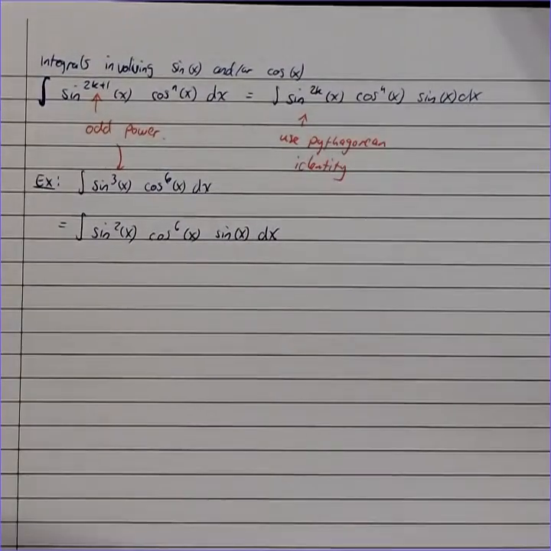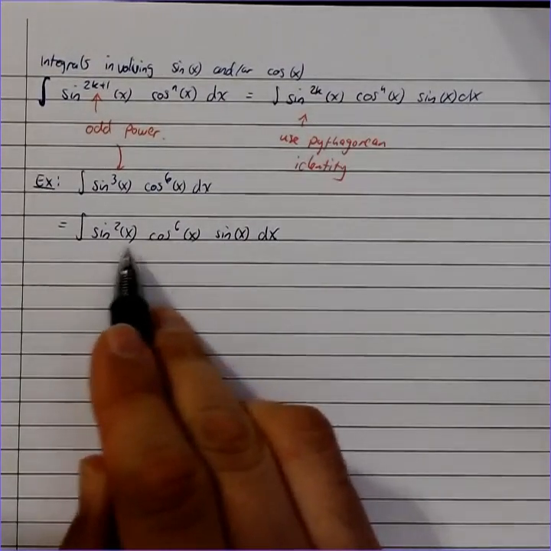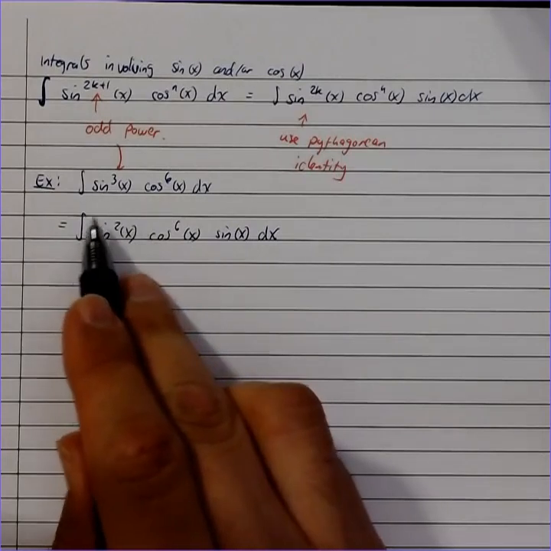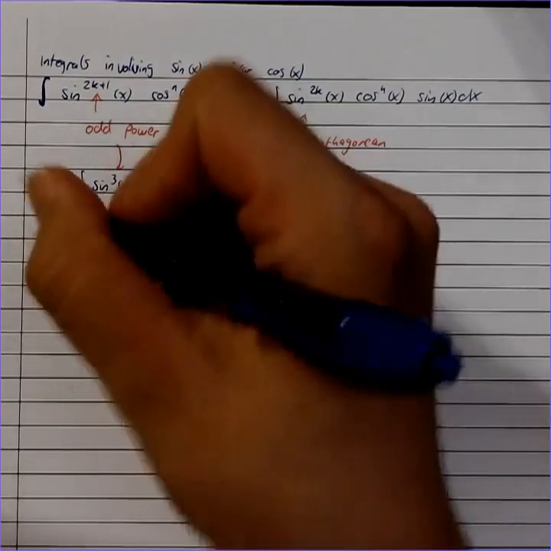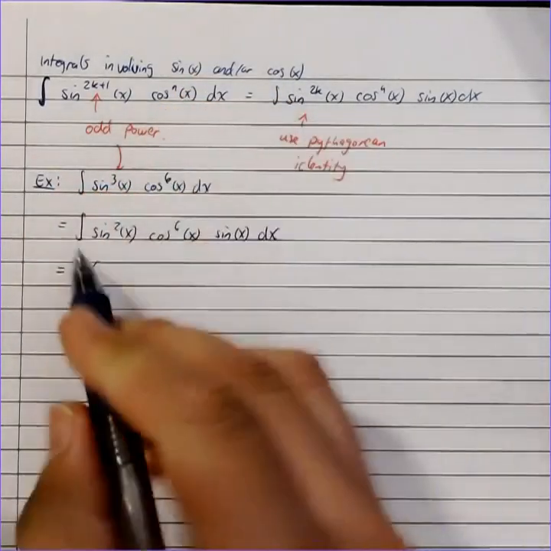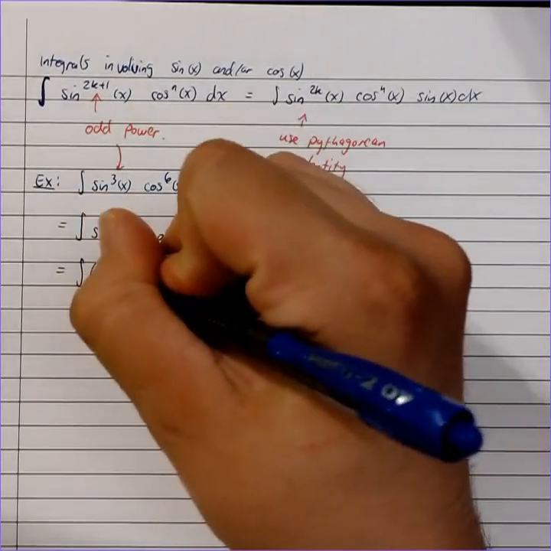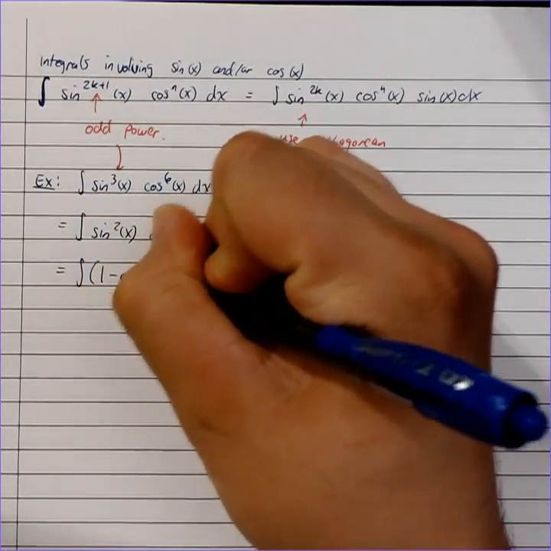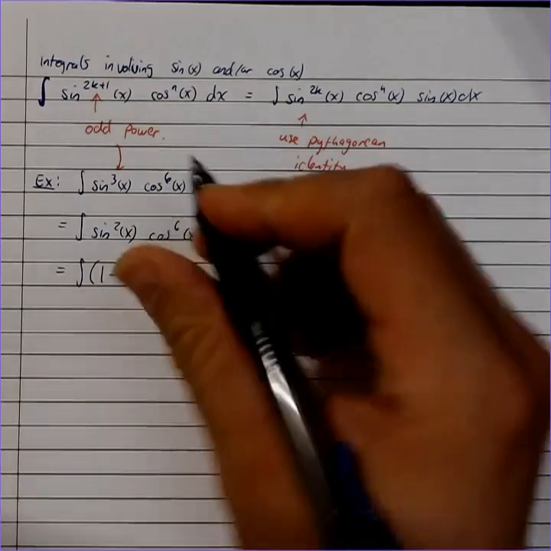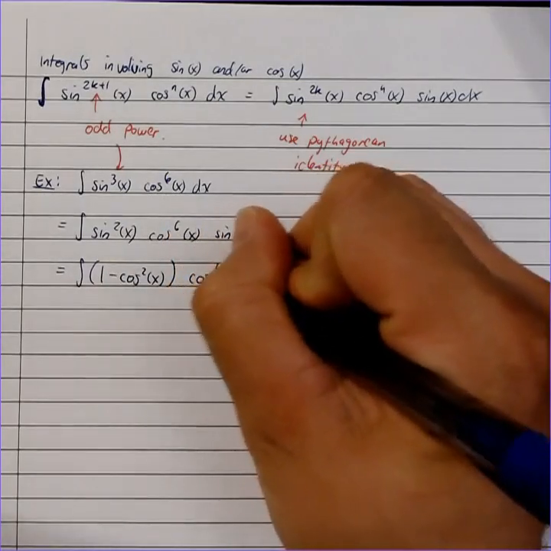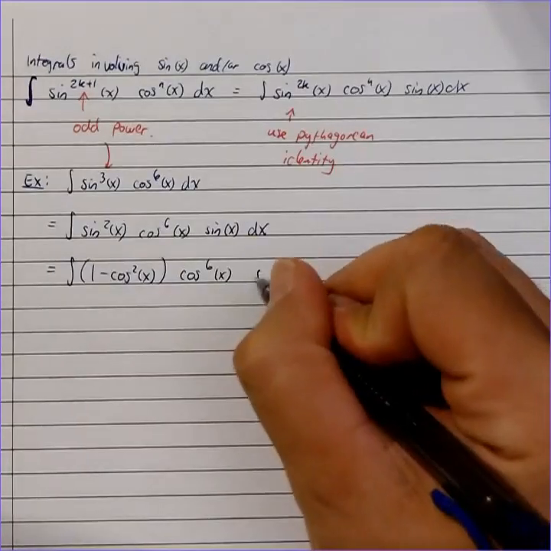Why do we use the Pythagorean identity? Because the Pythagorean identity allows you to switch the square of a sine into the square of a cosine, or vice versa. Here, we can write this as the integral of, instead of sine squared of x, 1 minus cosine squared of x. The cosine to the sixth power remains the same, cosine to the sixth of x, sine of x dx.